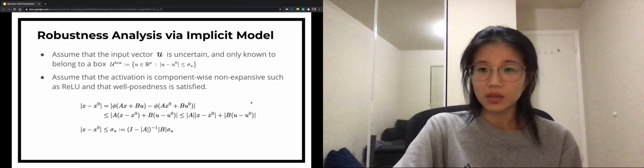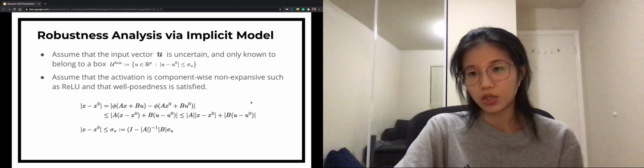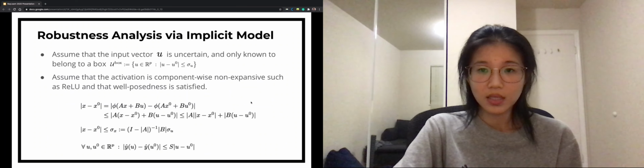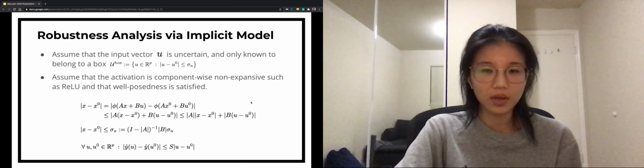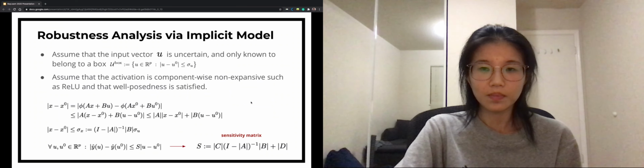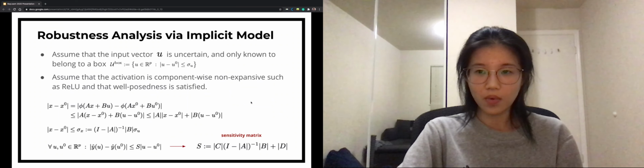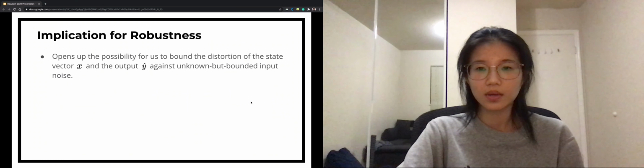If we write this out using the implicit representation, we can show a component-wise bound for the variation of the state vector x. And in the same way, we can also bound the effect of input noise on the output vector y. Precisely, we can derive the matrix S and get a closed form expression. The matrix S is the sensitivity matrix of the implicit model.